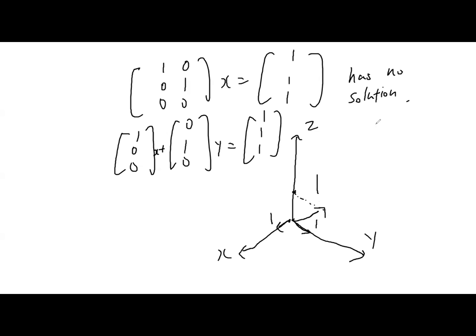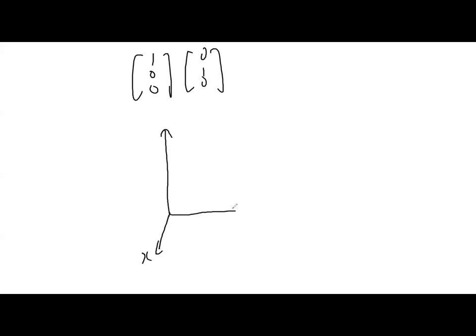Maybe I draw it a bit ugly. Let me draw it in a clearer manner. So (1, 0, 0), (0, 1, 0). This is the x-axis, this is the y-axis, this is the z-axis. So this is (1, 0, 0), this is (0, 1, 0), and the vector (1, 1, 1) is somewhere here, because here is (1, 1, 0), and you raise it by a level of 1, so the vector is like this. Here is (1, 1, 1).